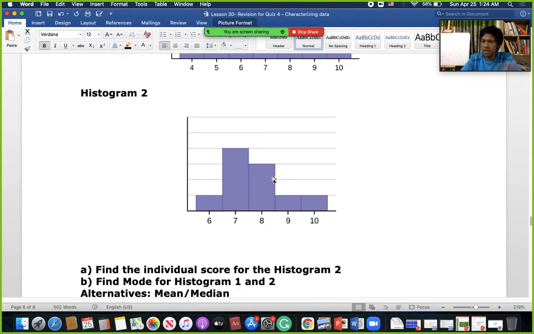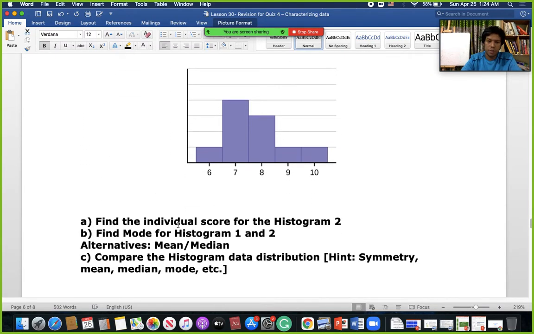2 histograms are given so that you will need to compare them in the question. Find out the individual scores for histogram 2. So, 6 got how many people? 1 person, so 6 only. Then 7 got how many people? 1, 2, 3, 4. 4 people got 7. So 6, 7, 7, 7, 7. Then 8 is 3 people, as you can see here. That means 8, 8, 8, this way.